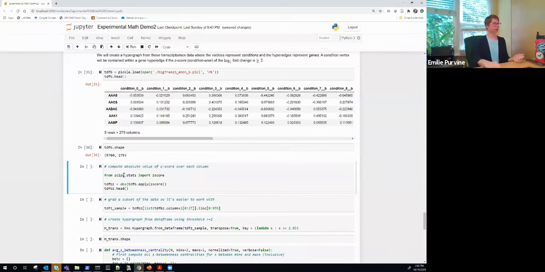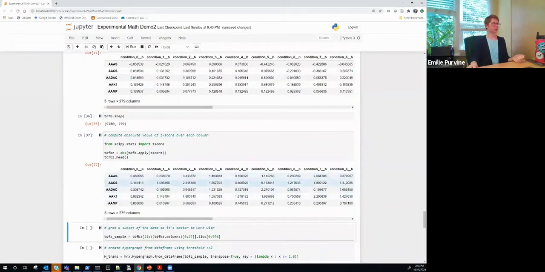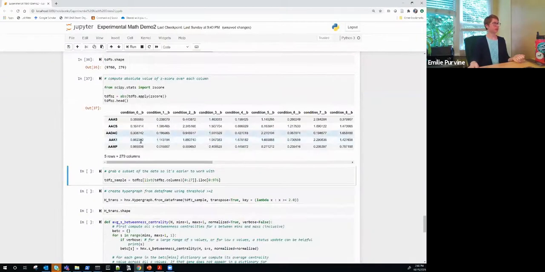The way that we create the hypergraph is by doing this z-score. So I'm going to compute the z-score on all of the columns. This is now the z-score matrix, or the top of it at least, just so that it's easier to work with in the centrality in a moment. I'm going to just grab a subset of that, the first 10% of the rows and the first 10% of the columns. And you can build a hypergraph directly from one of these data frames by giving it the data frame, whether you want the vertices to be the columns or the rows, and then your filtering criteria, so the greater than 2 criteria here.